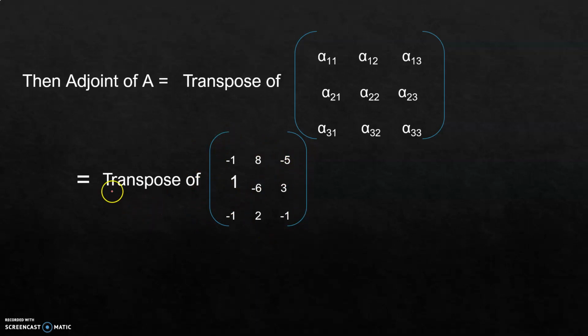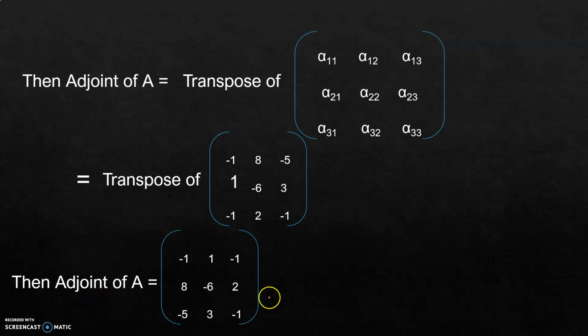Then we need to find the transpose. So the transpose of the cofactor matrix we call the adjoint of A. So this one is the adjoint of A. This is the same question we solved in the last video, so check it again there. So this is the first step in the calculation of the inverse of the matrix: we need to find the adjoint. Then we are going to the second step.